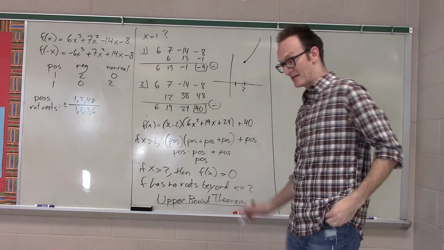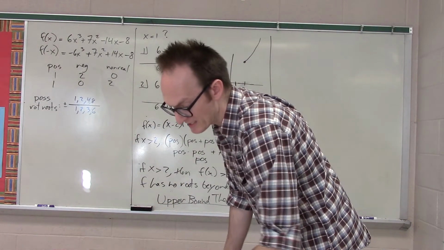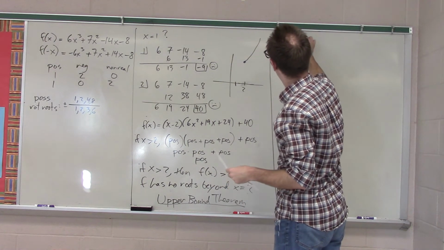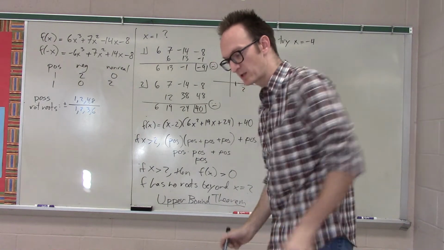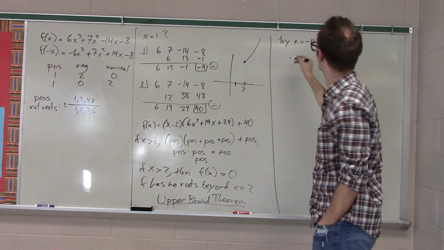Alright, and that's what I did in period 3 and sort of in period 8, but the thing I didn't do in any class was the variant, and the variant happens with negative numbers. There's a different rule for negative numbers, and it's a little bit more subtle. So suppose we try x equals -4 to see if that's a root.